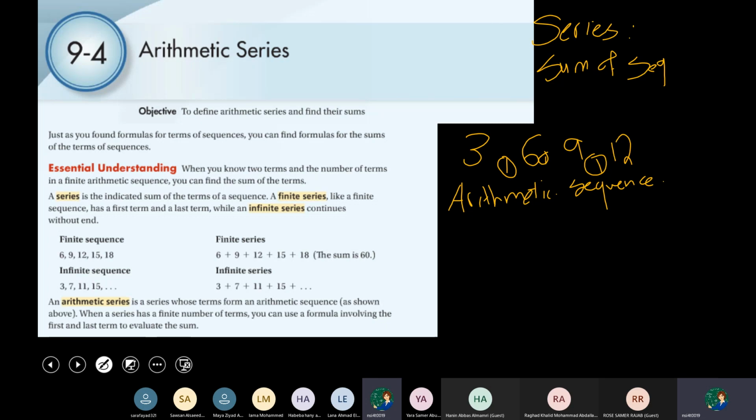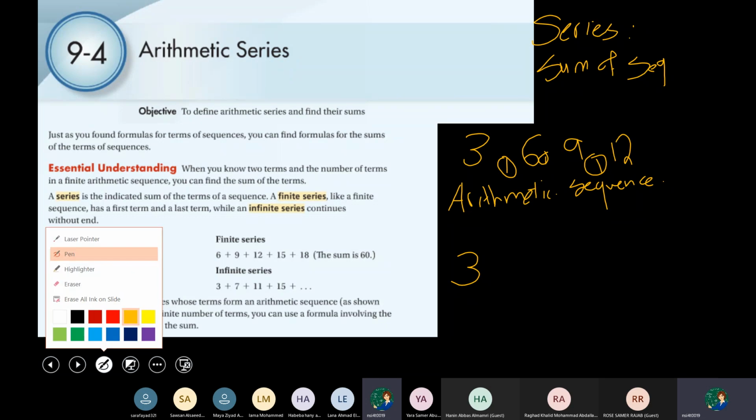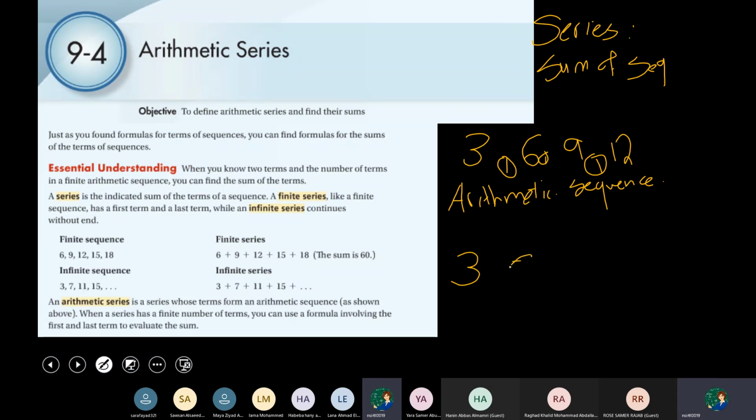How can I write it now? I can write it like 3, but not with commas now. Here we have 3, 6, 9, and 12. In the sequence, we put comma signs, as you see here. But now in the series, we will put a plus sign. That means I have to find the summation of the sequence.